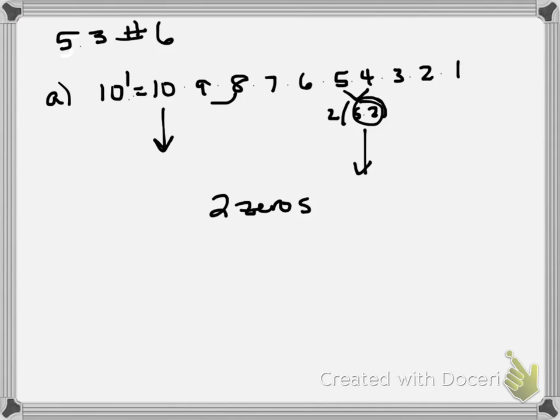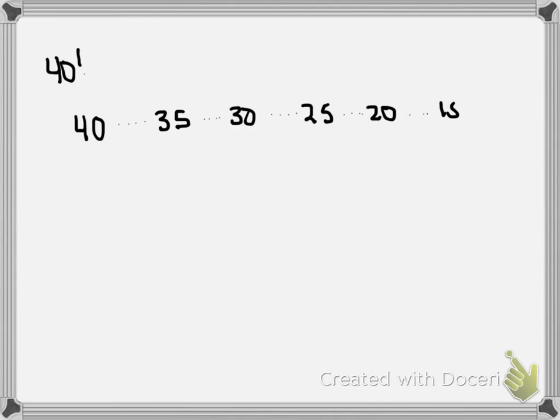Okay? So the next question they asked us is 40 factorial. I didn't write down all of the numbers from 40 to 1, but I thought about it in the same way. So for example, if I have 40 factorial, I've got 40. I'm going to take anything that's a multiple of 5: 30, 25, 20, 15, and then 10.